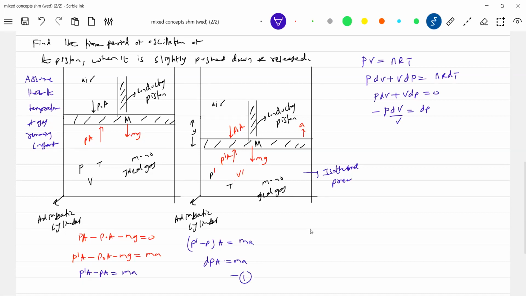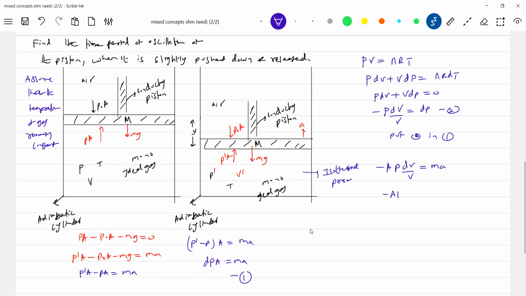This is equation one, this is equation two. Put two in one. So then in place of this dP, what can we write? A into minus PdV by V equals ma.